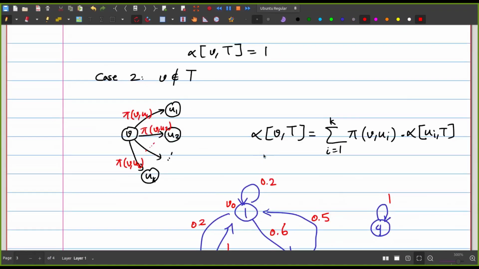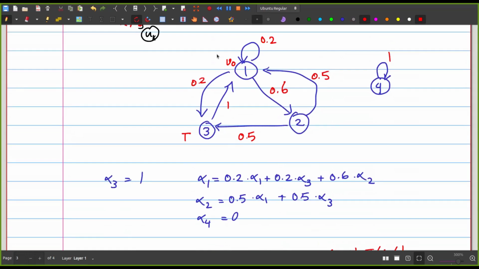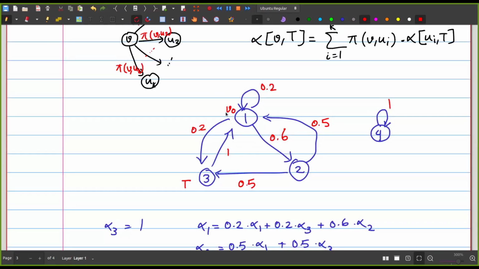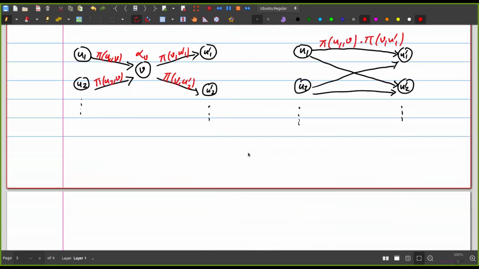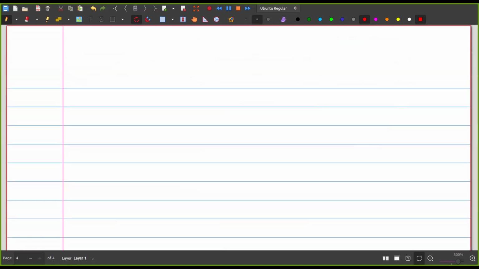Nice. So of course, you can solve this just by Gaussian elimination. So now we have an algorithm that, given a Markov chain, a starting vertex, and a set of target vertices, tells us the probability of reaching those target vertices. Okay, nice. Now I want to define a different kind of event.